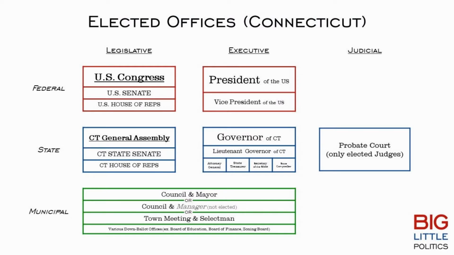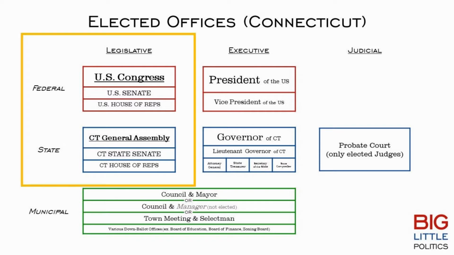If we look back at this handy guide of all of the elected offices we vote on in Connecticut, we see right here our state senate and state house of representatives are in the legislative branch at the state level. And we notice that it looks pretty similar to what's right above it at the federal level. Again, you have a Senate and you have a House of Representatives. So you may be wondering how exactly these are different from each other. We're going to break that down right now.